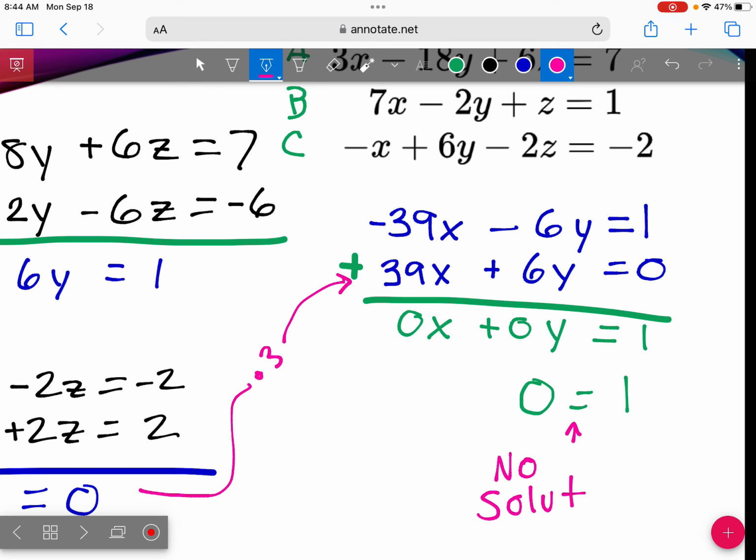If you ever wind up with all of your variables canceling out, it can be no solution. If all your variables cancel out and you get something false, like 0 equals 1, no solution. If all your variables cancel out and you get something true, you can still get infinitely many solutions. So those can still happen.